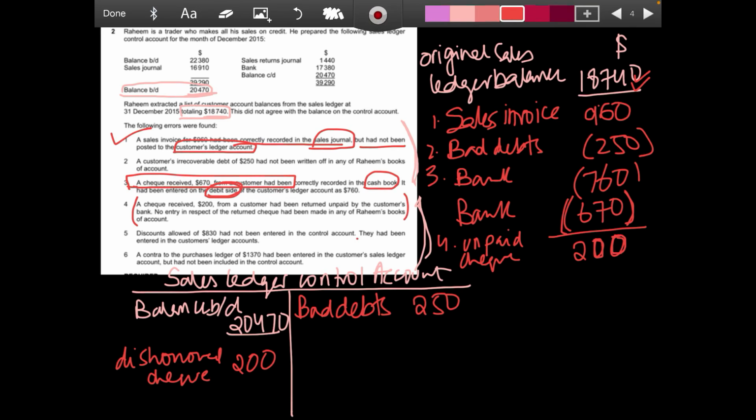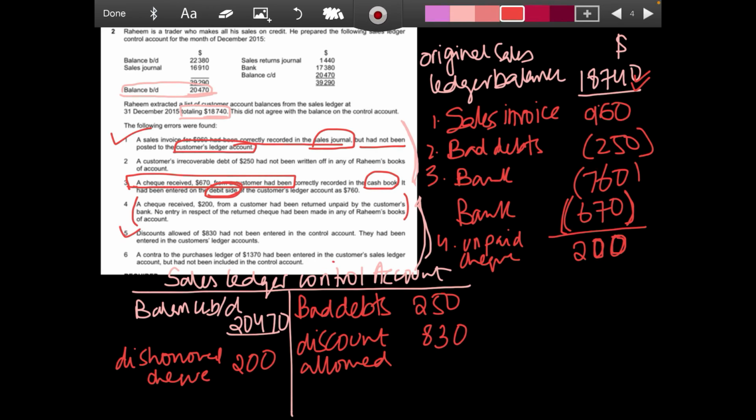Discount allowed of 830 had not been entered in the control account. It had been entered in the customer's ledger accounts. So no need to adjust the individual balances, because it was entered in the customer's ledger accounts. The individual accounts were not affected by this omission, but the discount allowed of 830 had not been entered in the control account, so we will mention it on the credit side and adjust the balance, 830. Okay, so this was pretty easy.